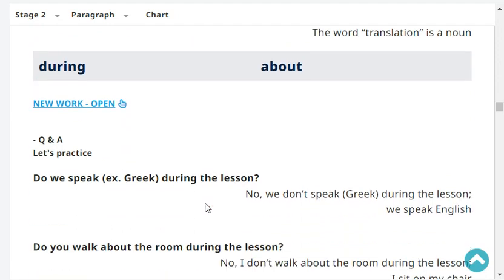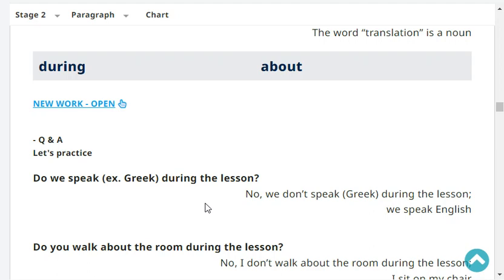Very good. Do we speak Greek during the lesson? No, we don't speak Greek. During the lesson, we speak English.